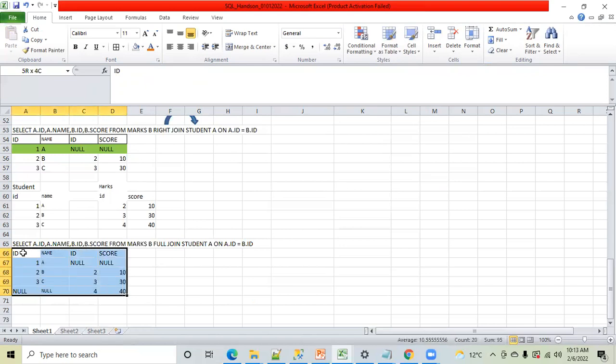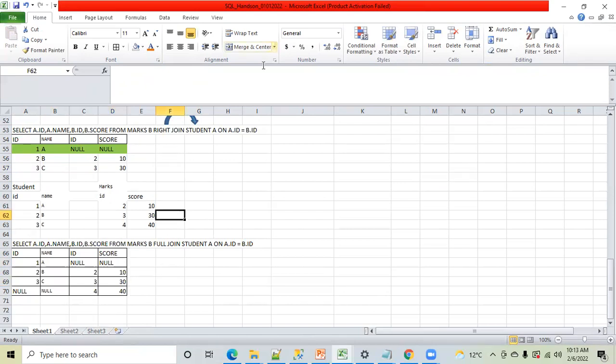Is this clear to everyone? Yes. Full outer join, I will tell you that one. First of all, is this clear? So guys, hope you understood the concept of inner join, left join, right join, full outer join, right? Okay.